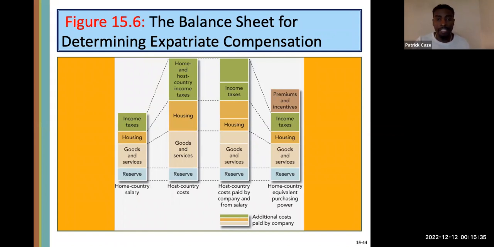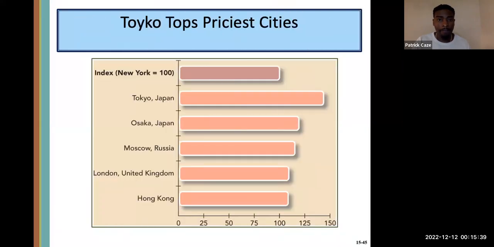Here is the balance sheet for determining expat compensation. Tokyo is one of the top priciest cities. Right, I'm sure that's changed now. That's not old, but definitely I don't think it's current. You see New York is no longer one of the top priciest cities. So it's still pricey, but it's not the top anymore. So the index would have to change, right?